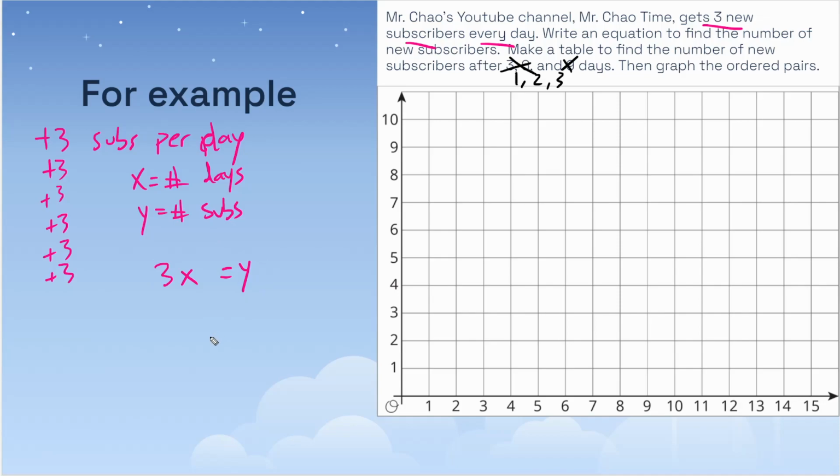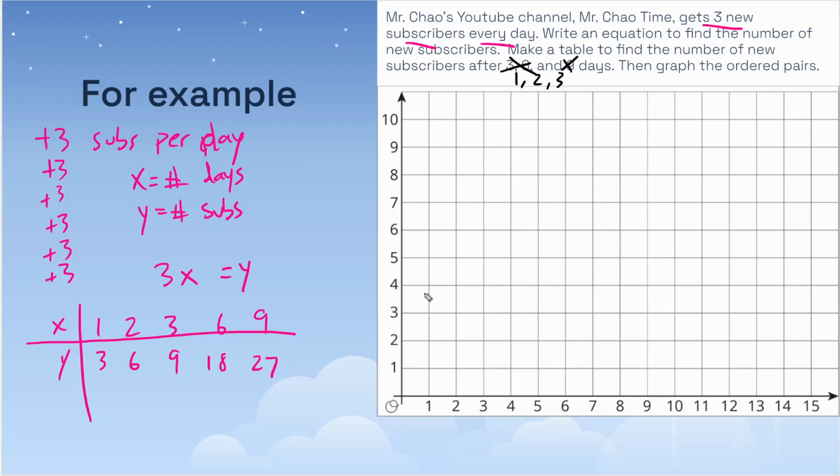So now we're going to make a table. We can make the table for 3, 6, and 9 just so we can see what it looks like. So we can do 1, 2, and 3 because we need to graph those. But then we can do 6 and 9 also. So if x equals 1, 2, 3, 6, and 9, then what will y equal? Well, 1 times 3 is 3, 2 times 3 is 6, 3 times 3 is 9, 6 times 3 is 18, and 9 times 3 is 27.